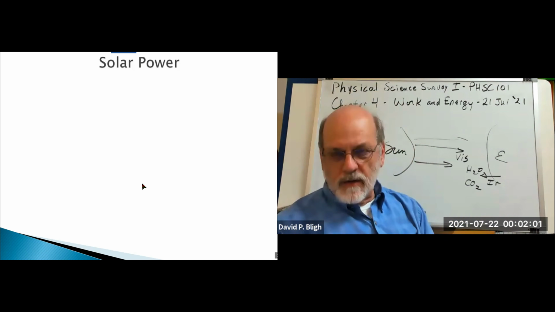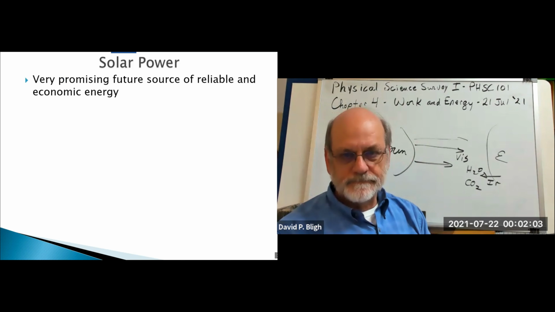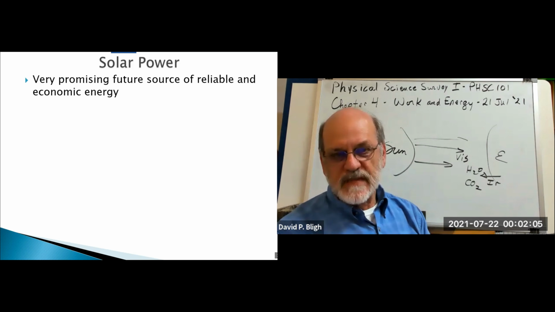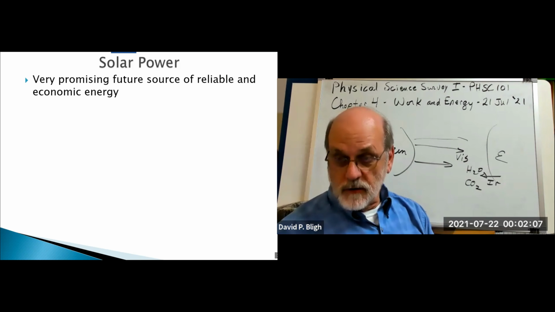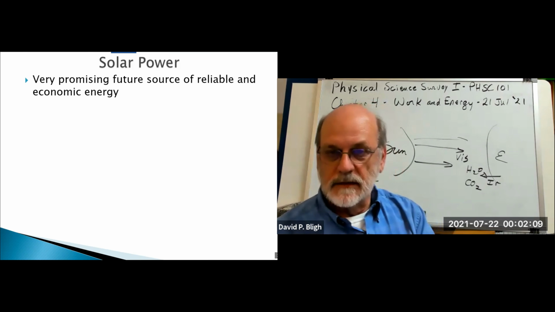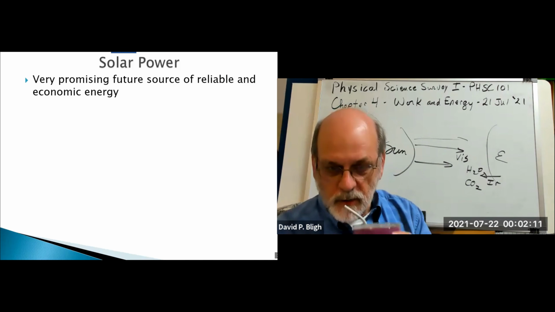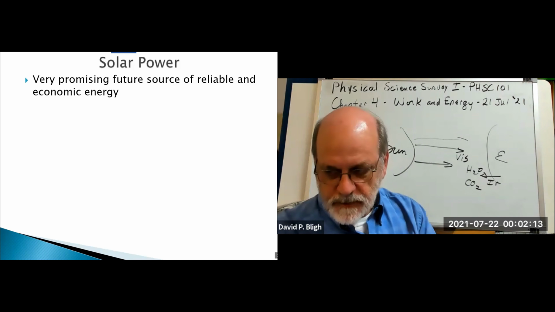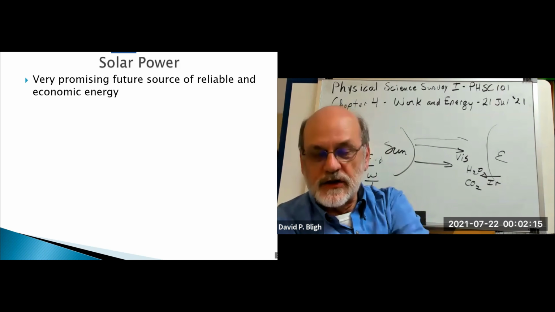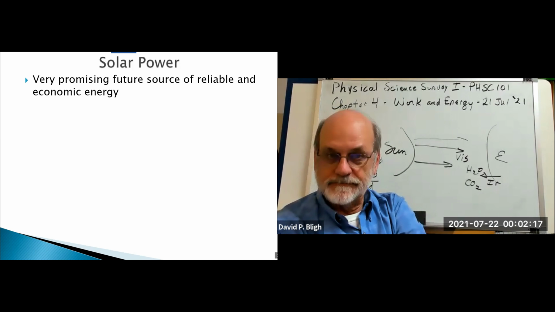Now we have solar power. That's a possibility. Solar power is a reliable source of energy, as long as you don't have a lot of cloud cover. Then you can extract energy from the sun.